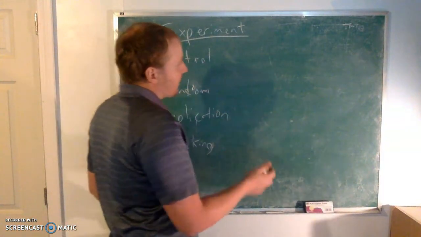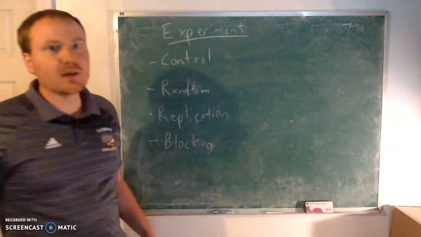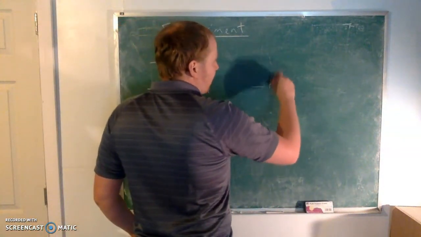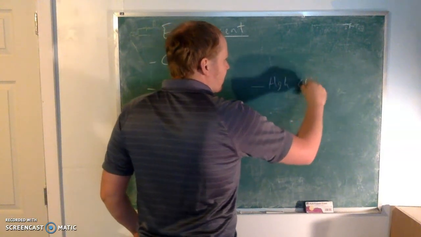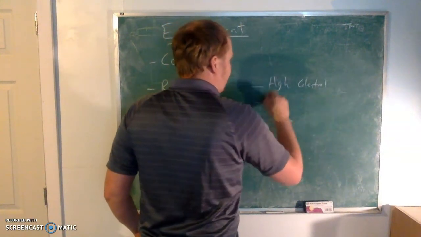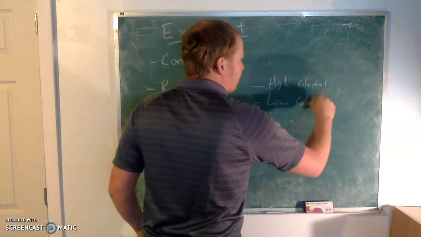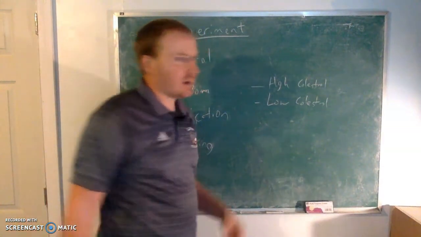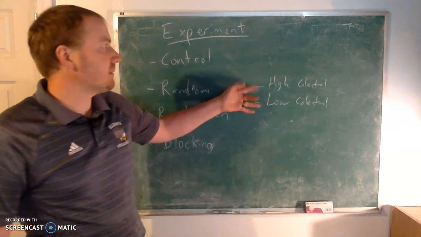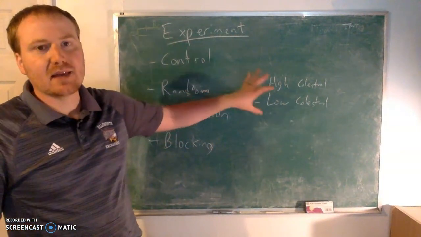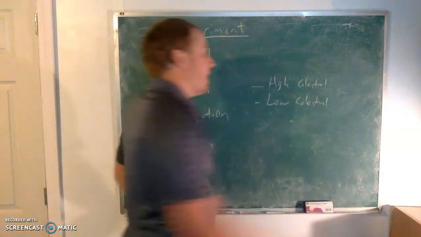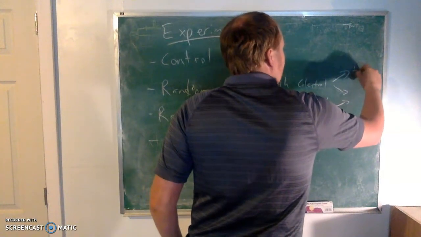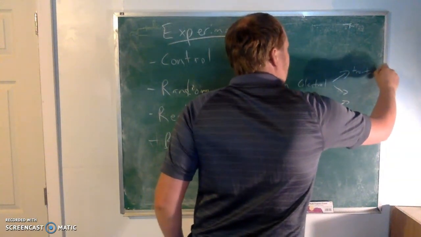So with blocking, maybe you're looking at a new drug, and you're trying to introduce it to the market. You might block them, I don't know, maybe you have high cholesterol and then low cholesterol. Before you've even divided them up into their treatment and control groups, you divide them into these groups, high cholesterol and low cholesterol, and that's based off of the participants. And then from these, you divide them into your treatment group and your control.